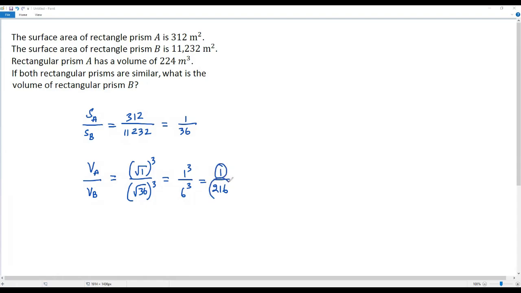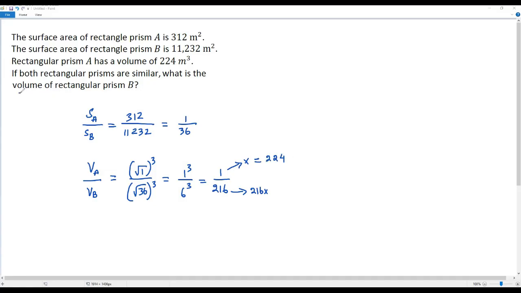From the terms of the ratio here, if I want to get the volume of rectangular prism A and the volume of rectangular prism B, I have to multiply the terms by the same non-zero number, say x. When I multiply this 1 by x, I am getting x. When I multiply this 216 by x, I am getting 216x. So this x gives the volume of prism A and this 216x gives the volume of prism B. Already we know the volume of rectangular prism A, that is 224 meters cubed. So this x and this 224, both of them represent the same thing, that is the volume of prism A. So we can equate them, that is x equals 224.